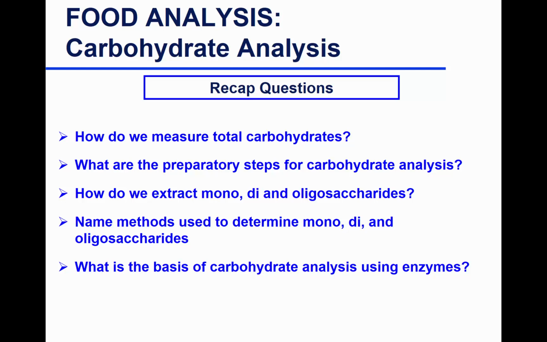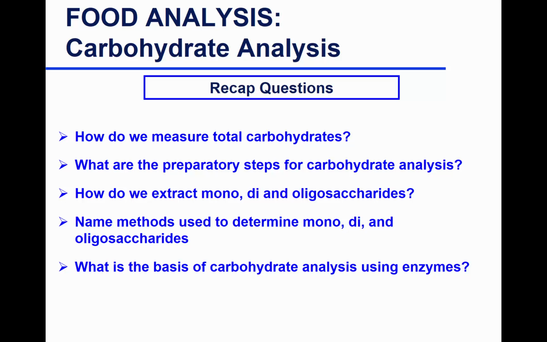Okay, so let's say we did the homogenization. We selected a representative sample. Remember that you need to say that. You select a representative sample from a lot. You homogenize by grinding most of the time, and then you remove moisture and you remove fat. And then if we are interested in extraction of monosaccharides and oligosaccharides, how do we achieve that?